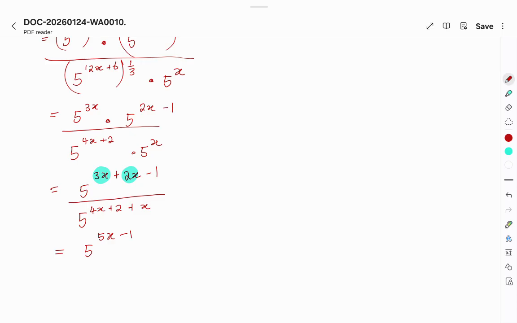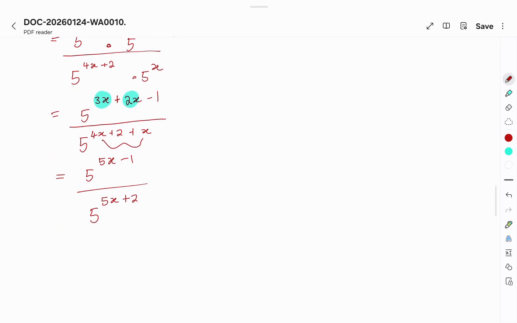Oh, my battery is low. Okay. Then this is over the 5. Then I add, there I have the 5x plus the 2. Okay, let me increase the brightness a little bit so that you guys can see.